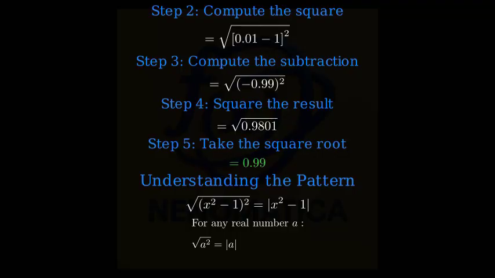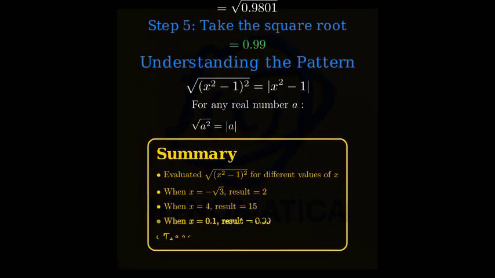Let's summarize what we've learned. We evaluated the expression square root of quantity x squared minus 1 squared for three different values of x. For x equals negative square root of 3, we got 2. For x equals 4, we got 15. For x equals 0.1, we got 0.99. We also recognized that this expression is equivalent to the absolute value of x squared minus 1.